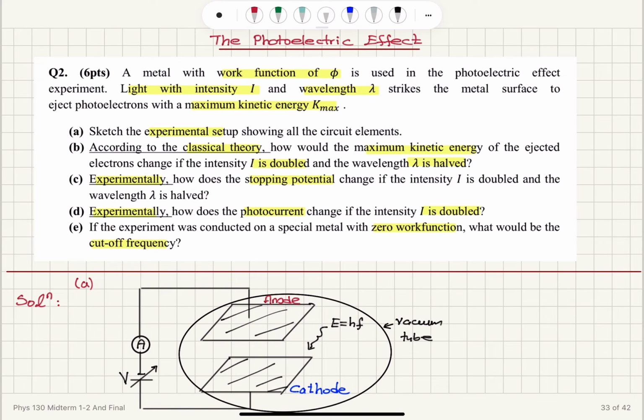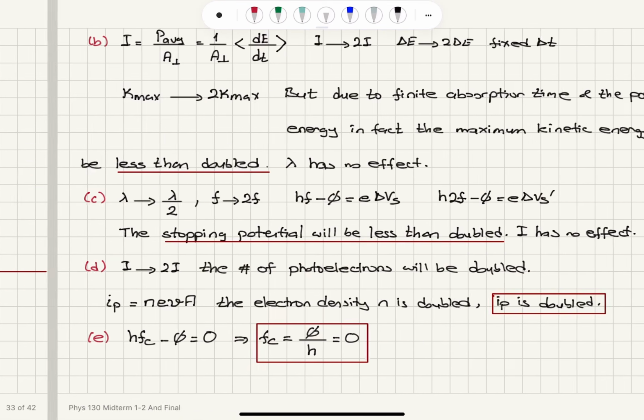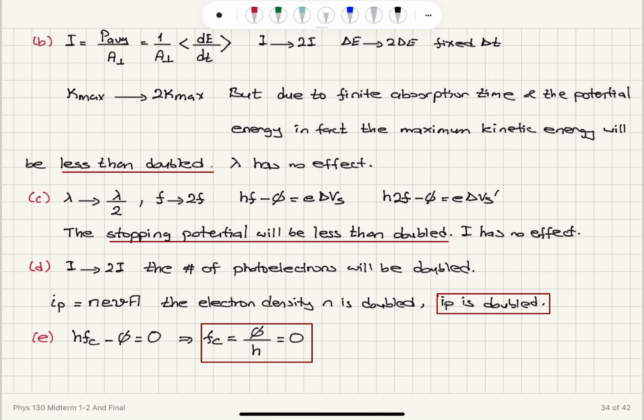In part D, when the intensity is doubled, how does the photocurrent change? Doubling the intensity experimentally, the number of photoelectrons will be doubled because the number of photons hitting the surface per unit area per unit time will be doubled. It's a one photon, one electron process, and energy hf is absorbed by the electrons. Part of that energy goes to the work function and part of it goes to the kinetic energy. And that means the electron density N is doubled and photocurrent will be doubled. So the number of photons is doubled, the number of photoelectrons is doubled, the resulting current is doubled.